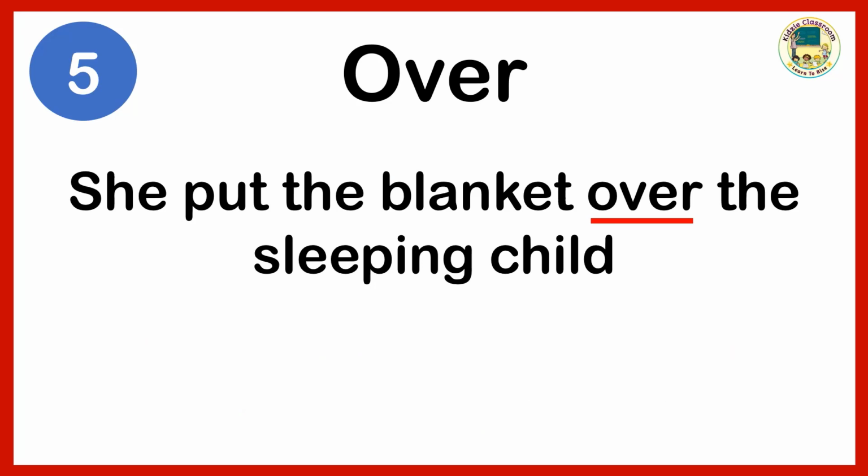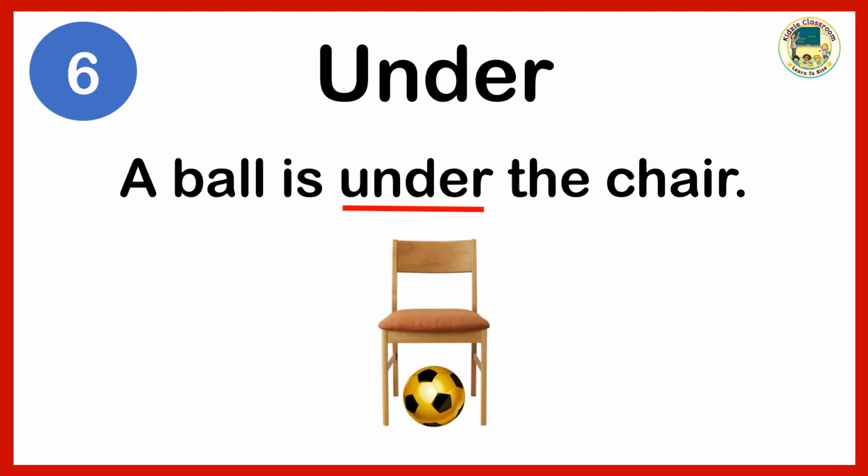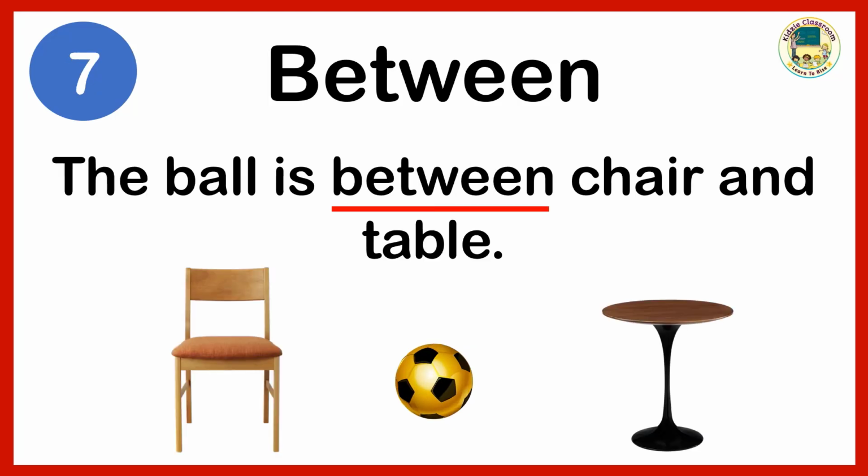Next preposition is over. Let's talk about its example. He put the blanket over the sleeping child. Next preposition is under. Example is a ball is under the chair. Next preposition is between. The example is the ball is between chair and table.